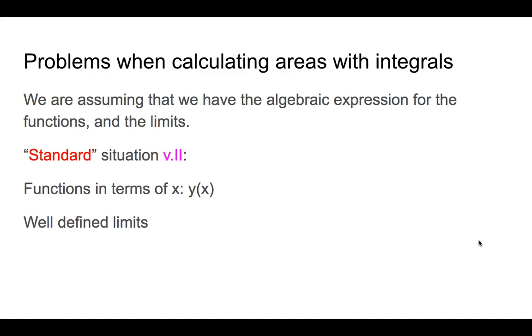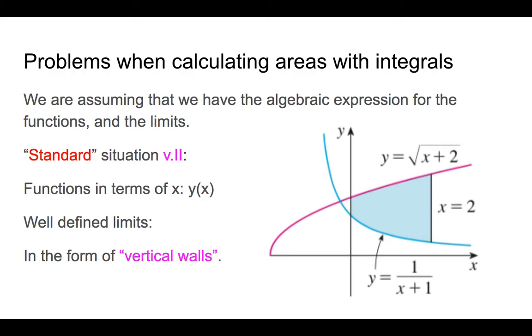Another version of the standard situation is when you have the functions in terms of x, just your regular y of x again, but the limits are defined as vertical walls. So you don't have the functions defining the region by just where they cross. For instance, they cross here, but the region that you want to calculate the area of is this one, enclosed between the two functions and two vertical walls. But again, the vertical walls are the limits, and for this one you would just set up the integral between 0 and 2. Again, that's why I call this one standard situation version 2.